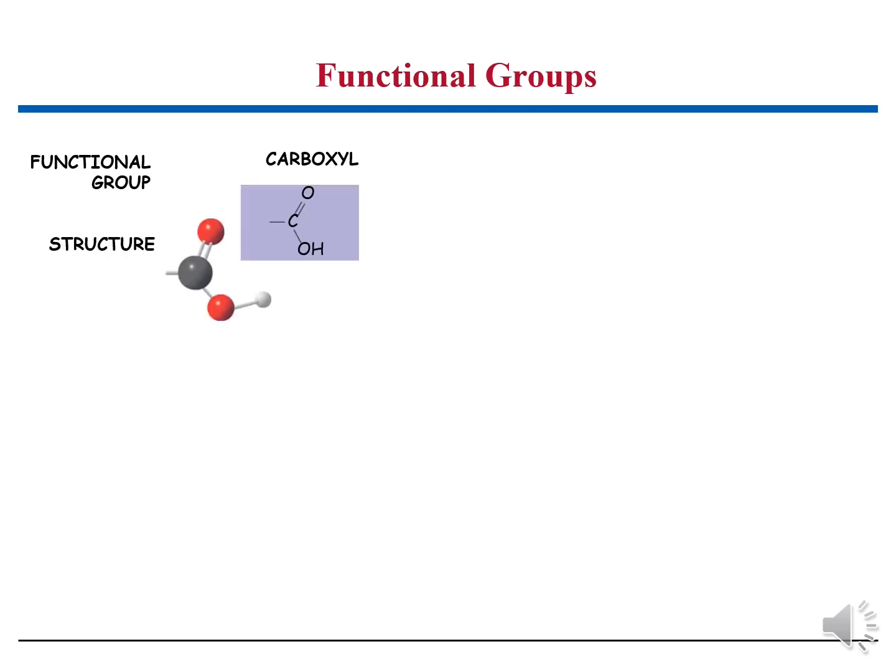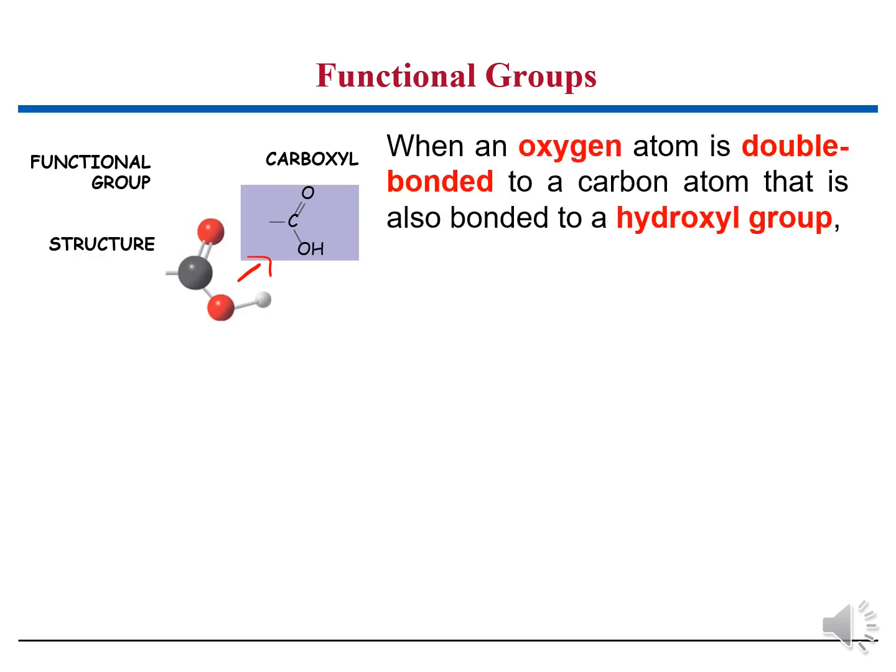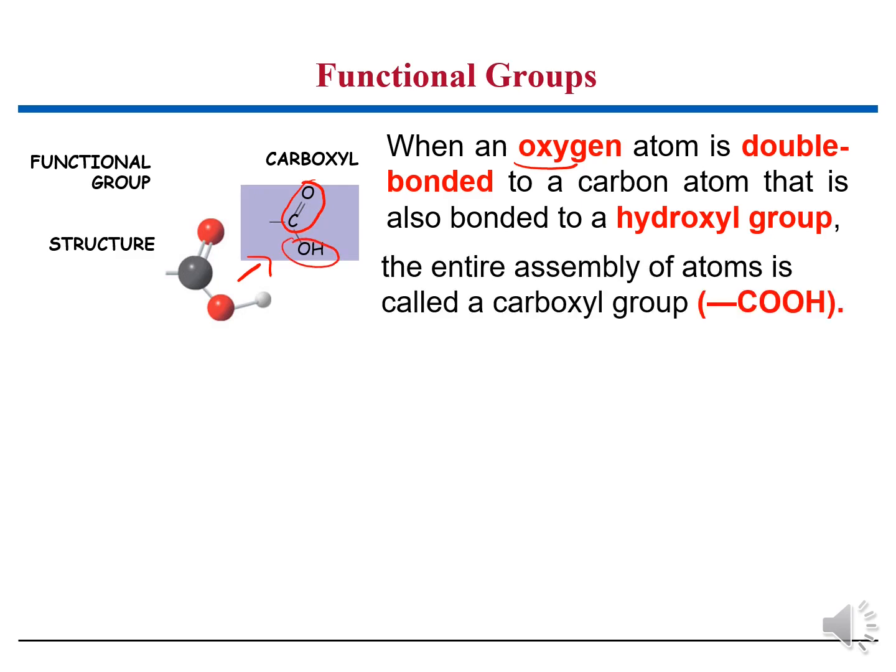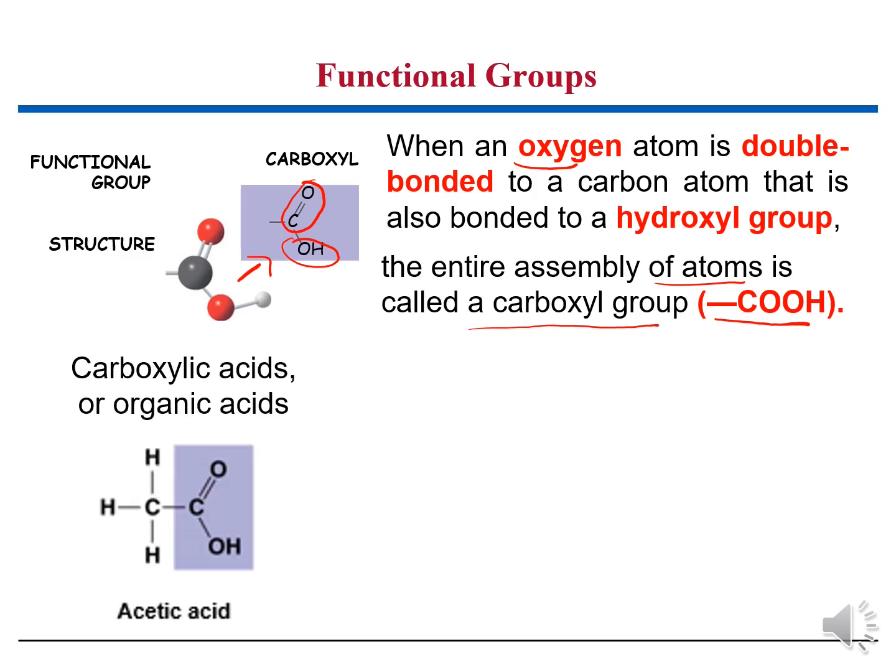Now let's talk about the next functional group, the carboxyl. You can see here the carboxyl group, and it's formed by an oxygen that has a double bond with the carbon. You also have a hydroxyl group here. So the entire assembly of these atoms is called the carboxyl group and can be written like this. And this is an example. They are called carboxylic acids or organic acids. Here you find acetic acid, and here you have the carboxyl group.